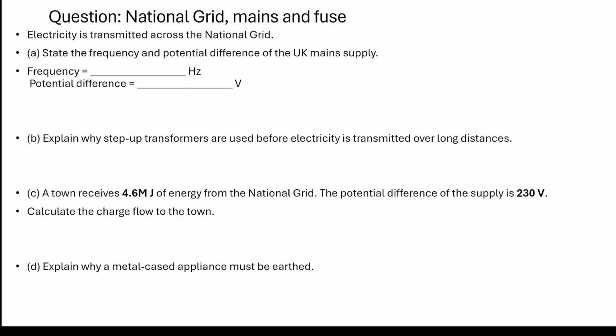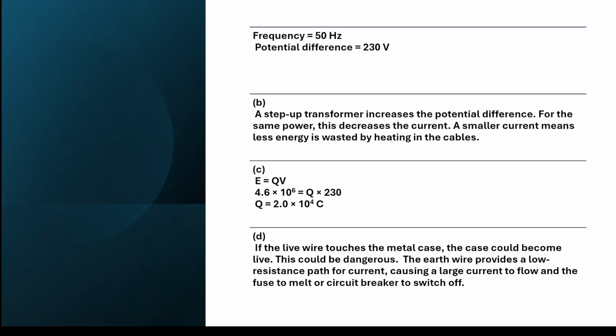A town receives, okay, sorry, I just saw this word only. So M here is a million, so you need to get rid of that million by 10 to the power 6. Go ahead, pause and try to do it yourself and then mark.